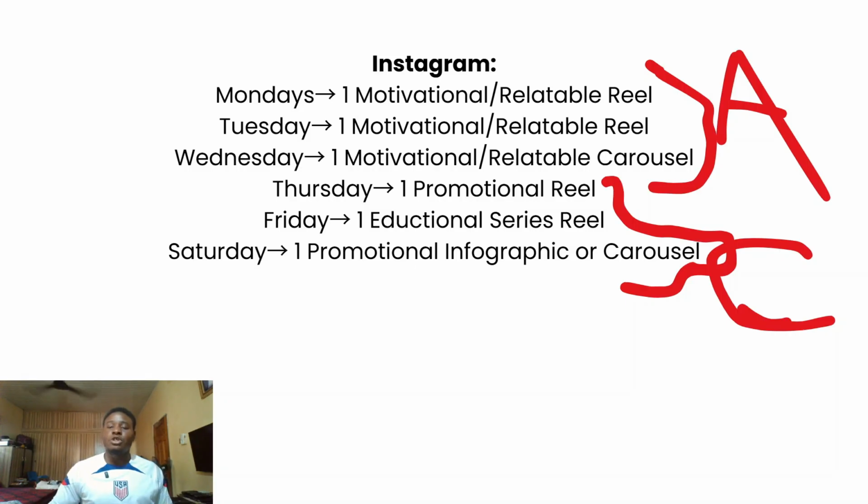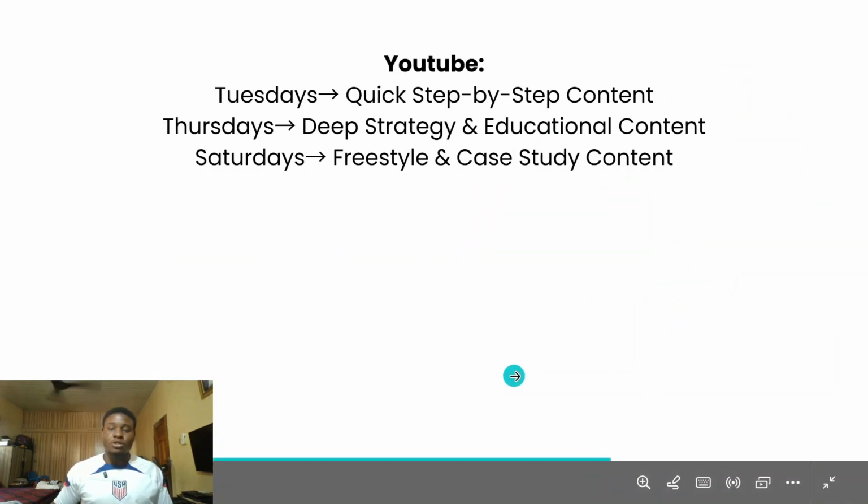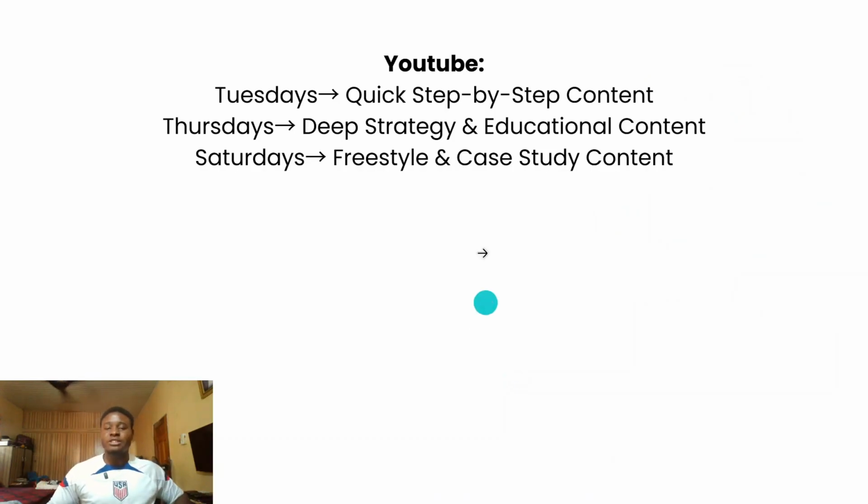So it's pretty simple. So I have 3 days a week I'm attracting, and then 3 days a week I'm converting. So this is my split. So you can have your own split, but this is basically how my Instagram works, and this is what I do on YouTube. On Tuesdays, I do quick step-by-step content. Thursdays, I do deep strategy and educational content. On Saturdays, I basically do freestyle. So freestyle is where I just talk about entrepreneurship, or I share a case study of a result I've gotten from my clients. So that's basically it for me.